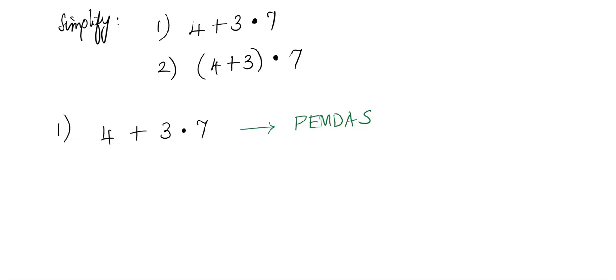Is there a P? Meaning, are there any parentheses or grouping symbols? No. Is there an exponent? No. Is there multiplication? Yes. Because multiplication and division come together, M and D, you have to see from left to right which one comes first. There was no division, only multiplication, so multiplication comes first. So that is what you will do in your step.